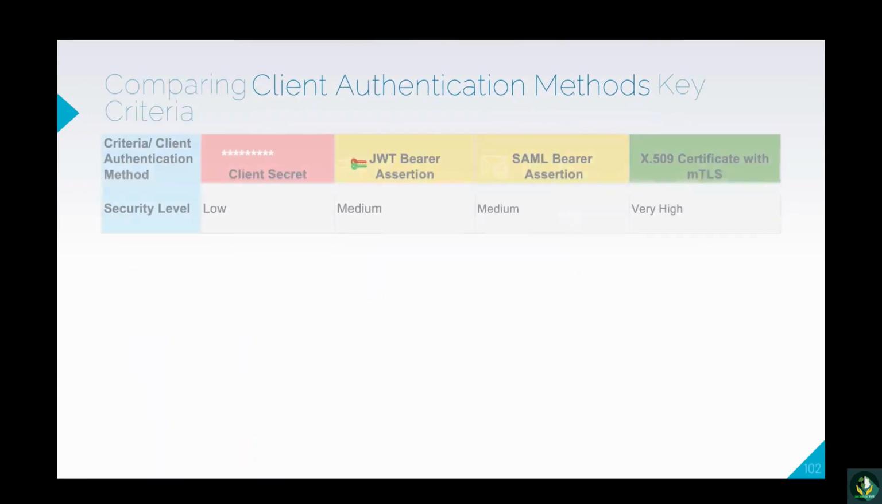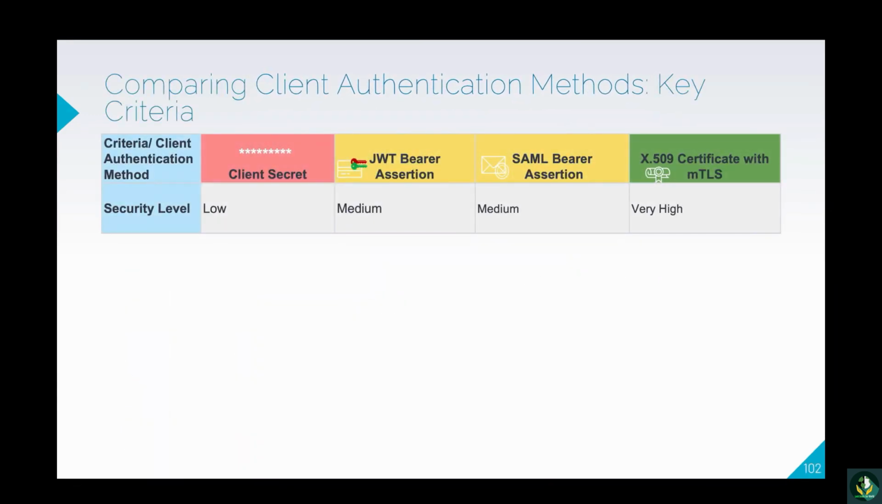Let's now compare the different client authentication methods based on the most relevant key criteria. First, security level. Client secret has a low security level because static secrets are vulnerable to compromise. JWT bearer assertion and SAML bearer assertions provide medium security as they are dynamically signed tokens or assertions. X509 certificates with MTLS offer very high security, ensuring both communication integrity and mutual authentication.